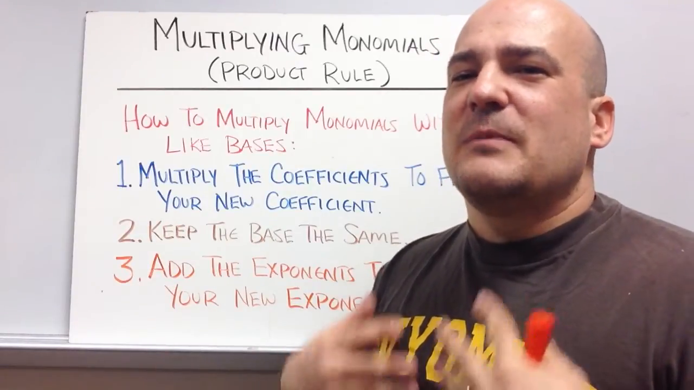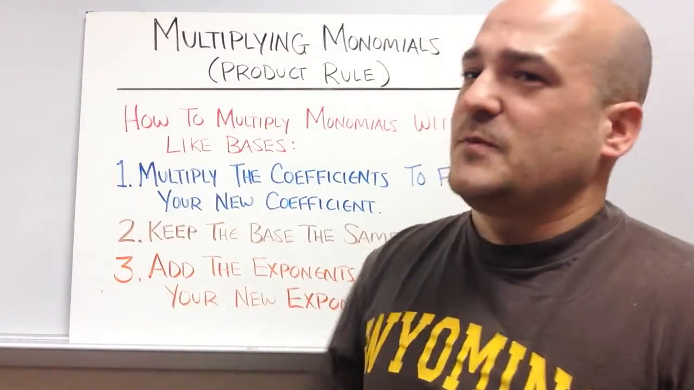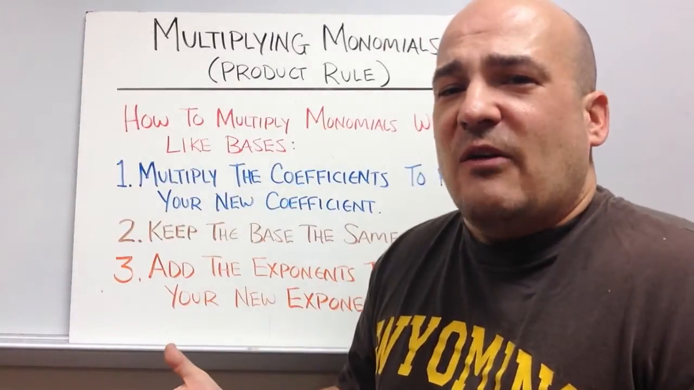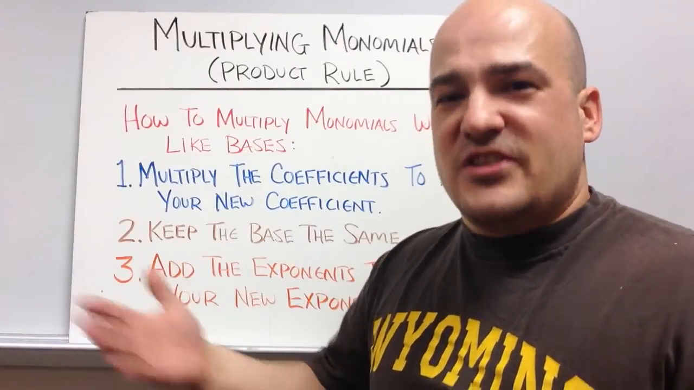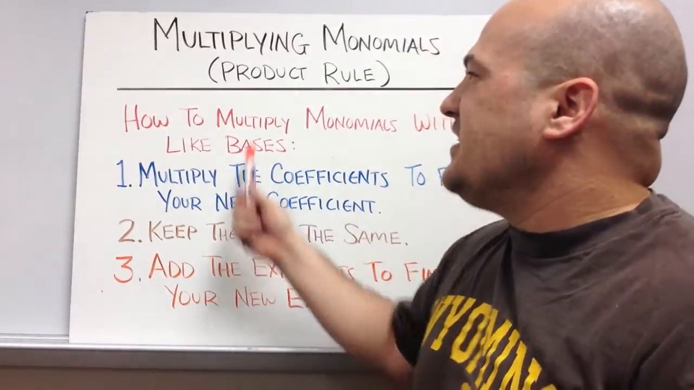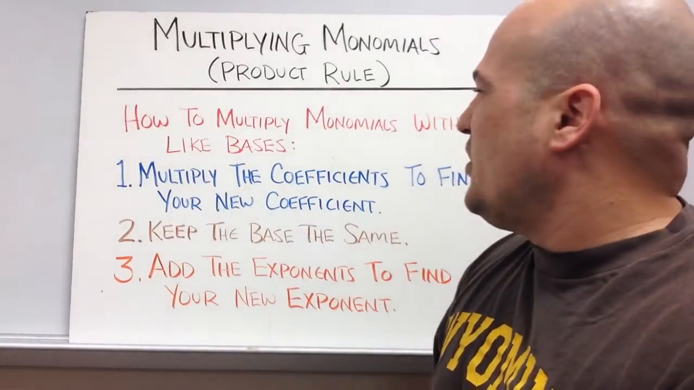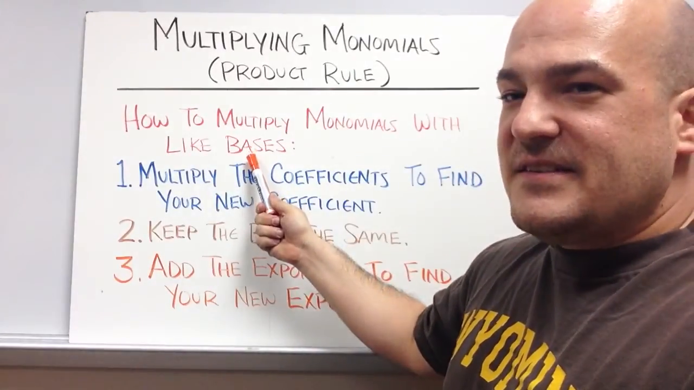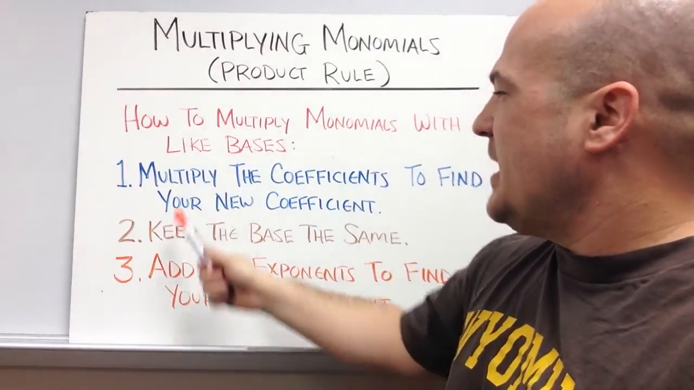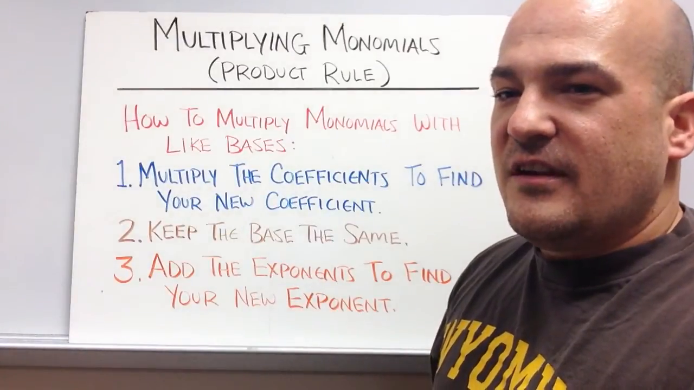That's what I'm going to try and teach you today, is how it works rather than memorize this. Because once you know how it works, you don't have to memorize it. You just know how to do it because you know how it works. All right, so multiplying monomials. This is how you multiply monomials with like bases. Okay? 3 simple steps. First, you multiply the coefficients to get your new coefficient.